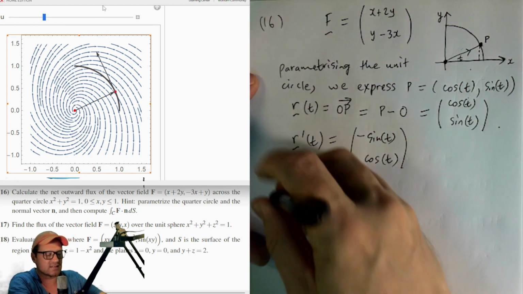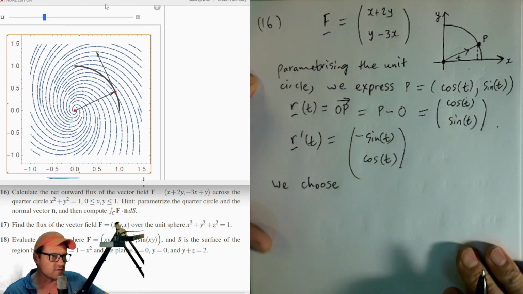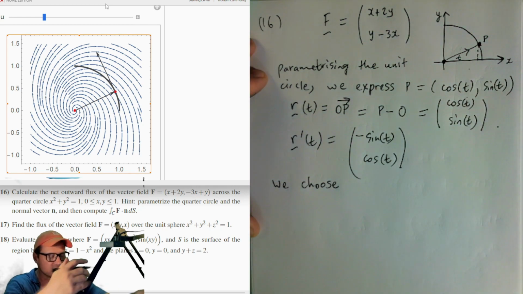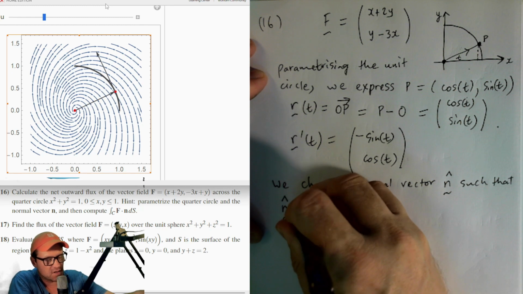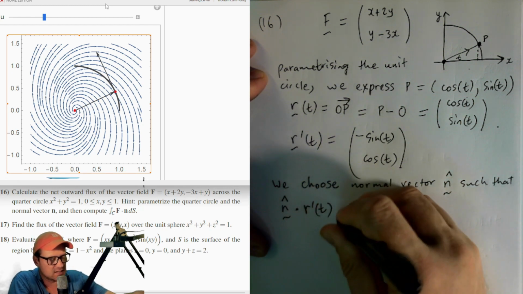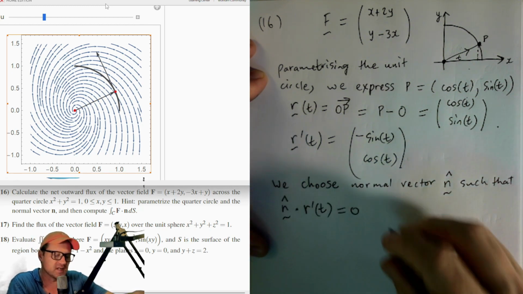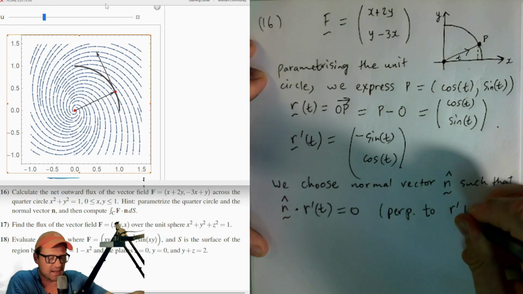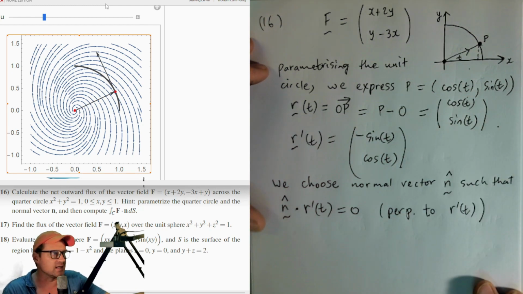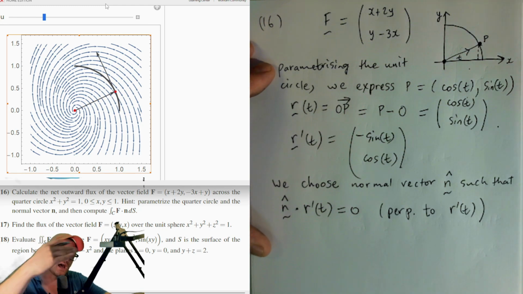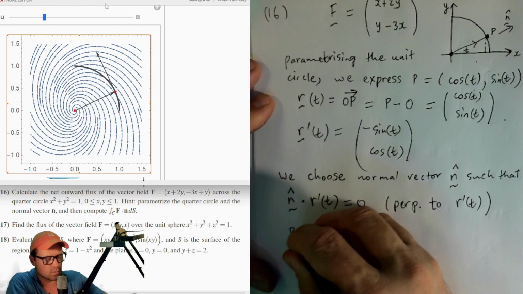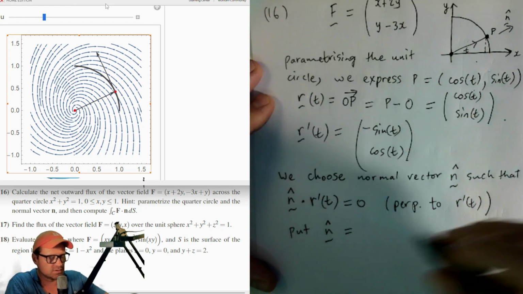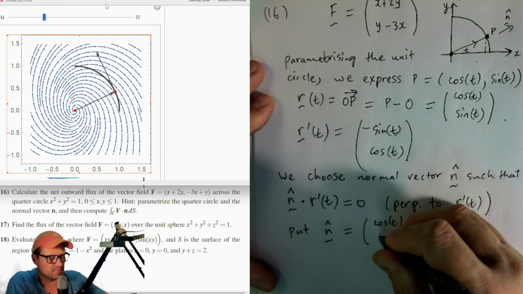Okay, so next we choose a normal vector to that surface or curve, a unit normal, so n hat, such that the normal vector dot r dash of t is 0. So in other words, perpendicular to r dash of t. And so coincidentally here, this will be parallel to r itself because we have a unit circle there. So n hat is parallel to r. So we put n hat equal to the vector cos t, sine t.